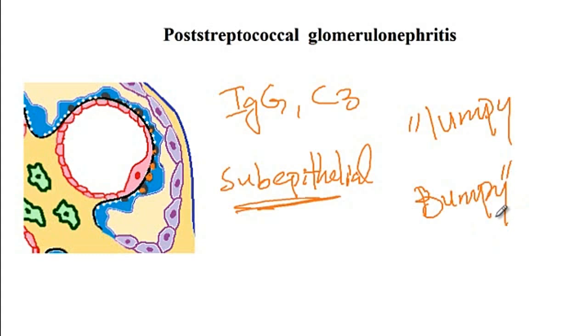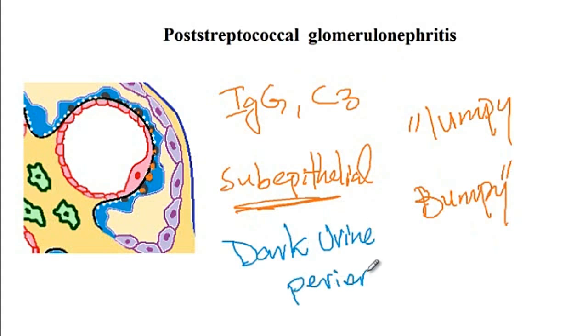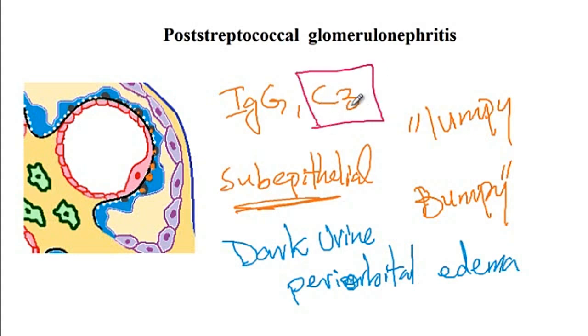appearance under light microscopy. As for the clinical features of post-streptococcal glomerulonephritis, these patients present with dark urine as well as periorbital edema. And one other important lab value you should be aware of is that since there is too much deposition of complement molecules in the subepithelial spaces, there would be a low number of complement molecules in the circulation. So an important lab value is a low complement level.